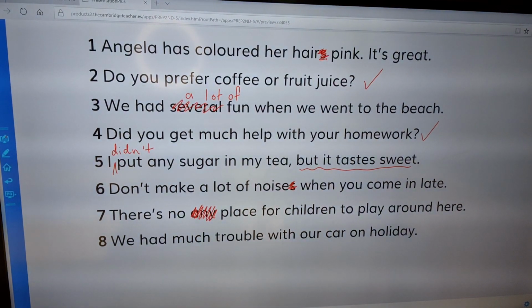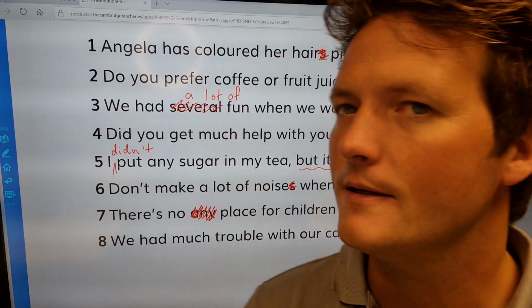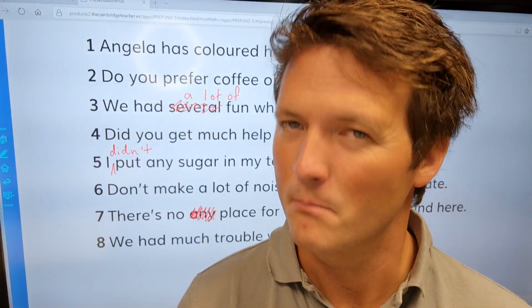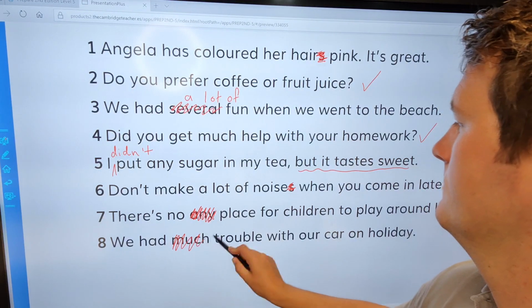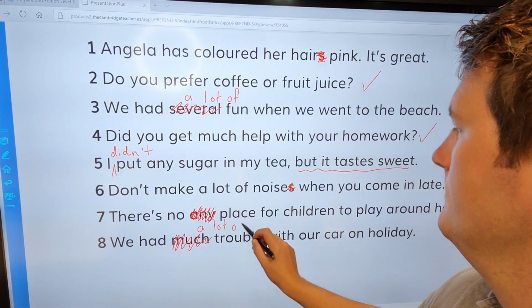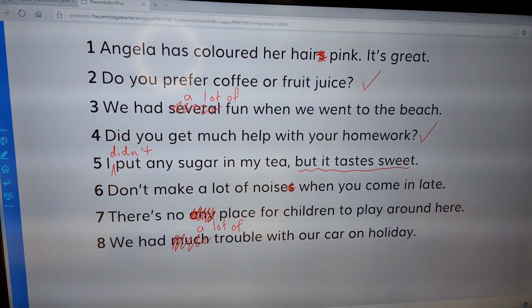Okay, number 8. We had much trouble with our car on holiday. Well, in the olden days we would have said that. Now, much in a positive sentence doesn't really sound very good. We had a lot of trouble with our car on holiday. Okay. Good.